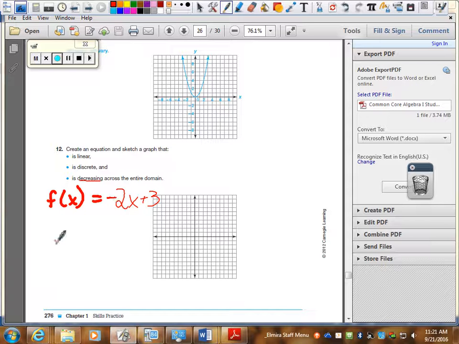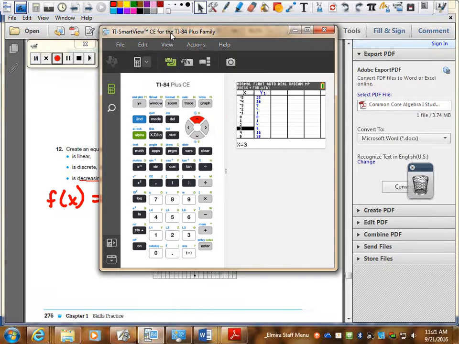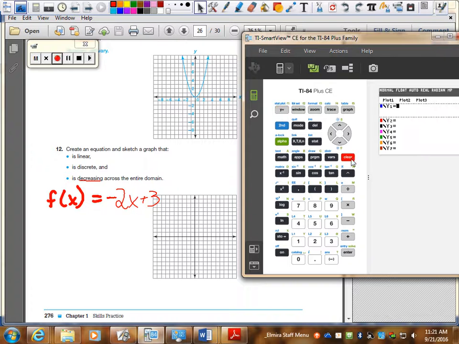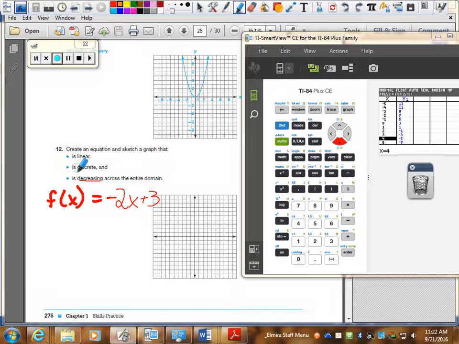So then I'd go to my calculator, open that up, go to my y equals, clear it out, and type in -2x plus 3. Second table. And now I have a series of points that I can graph. Again, scroll through whatever you need to graph them. Discrete would mean, though, specifically, pay attention to that. Discrete means I'm not going to connect my dots. Okay?